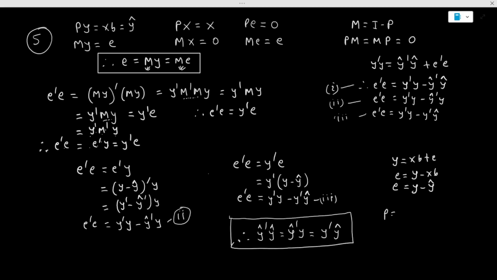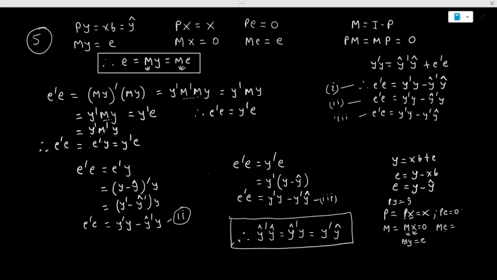Here P is our projection matrix and M is our error maker matrix. Px, how do we interpret it? The projection of x on x, so this should be equal to x. Py means the projection of y on x, so this should be equal to y cap, that is the fitted value. Mx means the error we are going to get when we regress x on x, so in that case we don't get any error. My is the error that we get when we regress y on x, so this is obviously the error term.